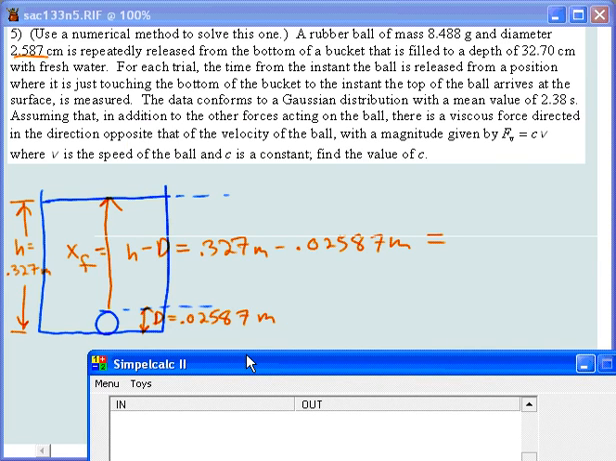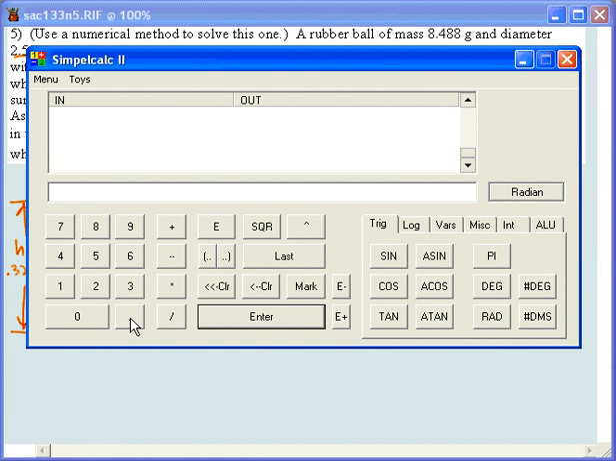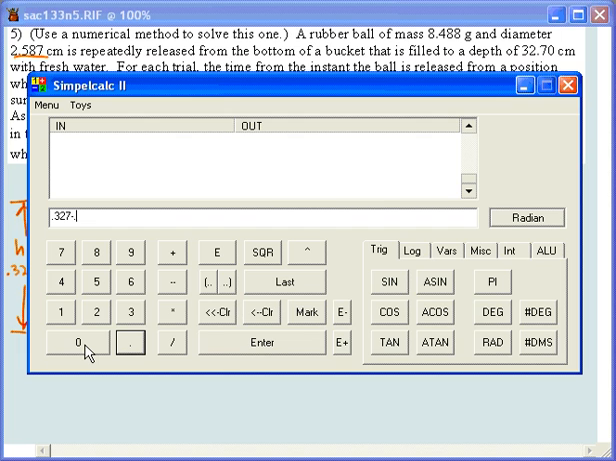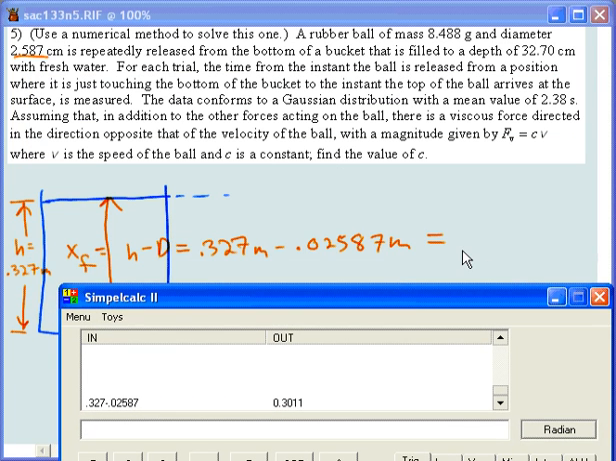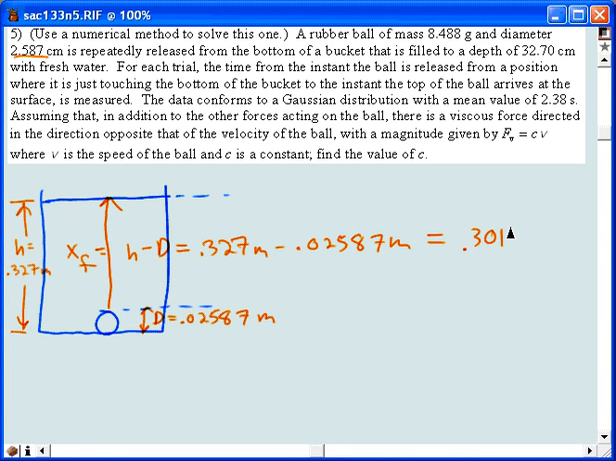That's where I can say it. 0.327 minus 0.02587 is what I got up here. So hit an enter on that, and I get 0.3011. 0.3011 meters for X sub F.